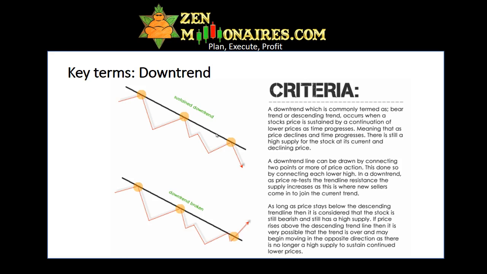Here in this case, what we look for is a break of the downtrend. As long as the price stays below the descending trend line, then it's considered that the stock is still bearish. That means I do not buy, and it still has a high supply.